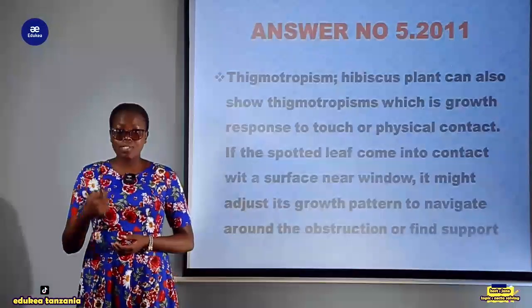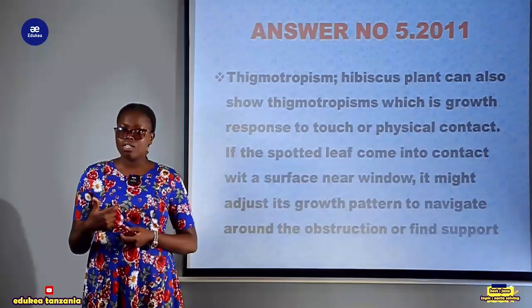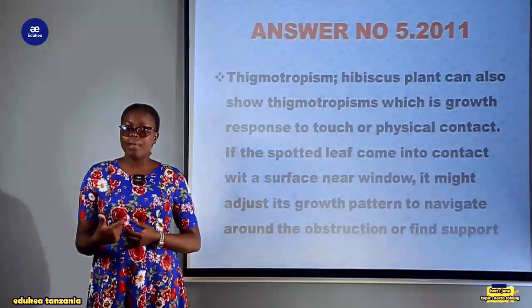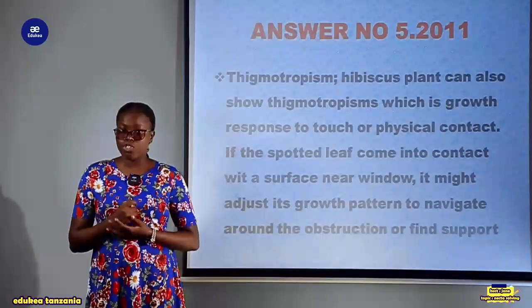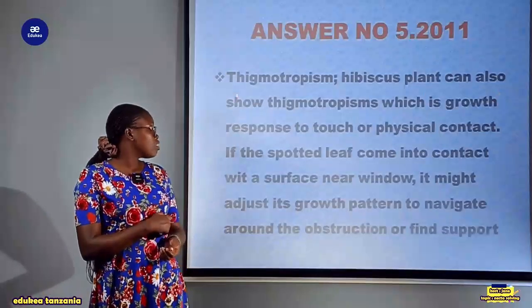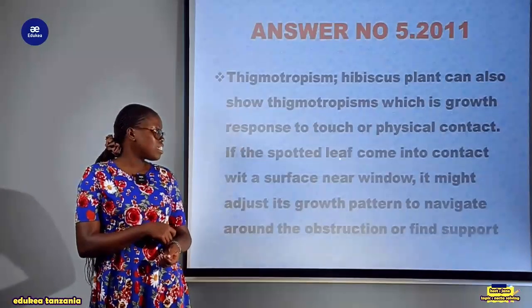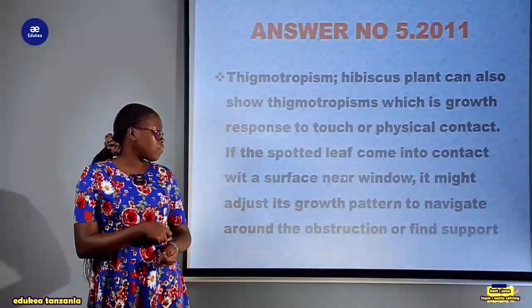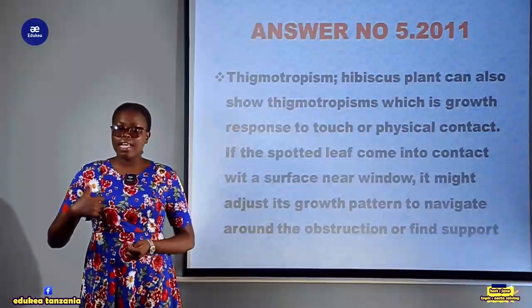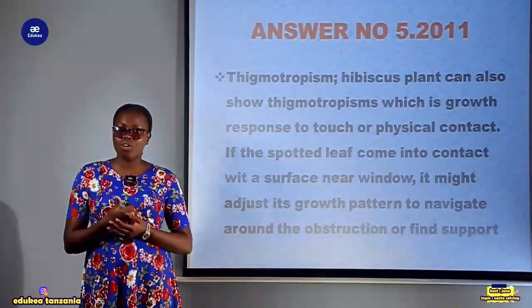Also, the potted hibiscus flower will show thigmotropism. This is not changing direction, but a response. This is a growth pattern whereby the plant responds to touch. So the hibiscus plant can show thigmotropism, which is a growth response to touch or physical contact. If the potted leaf comes into contact with a surface near the window, it might adjust its growth pattern so as to avoid that particular barrier, which is the window, or to get a proper attachment position so as to grow in a nice way.